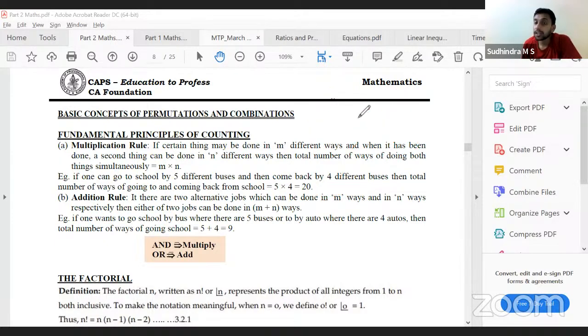Similarly, if there are 2 alternatives, let's say I can do a particular job in m different ways or in n different ways, then how many ways will I have? It's not m into n, it's m plus n. Why? Because it is or. I'll give an example. If we are going to school by bus, we have 5 different options. If we are going by autos, we have 4 different options. So in that case, I have 9 options, not 20. So 5 plus 4, 9. Whenever it is and, we multiply. Whenever it is or, we add.